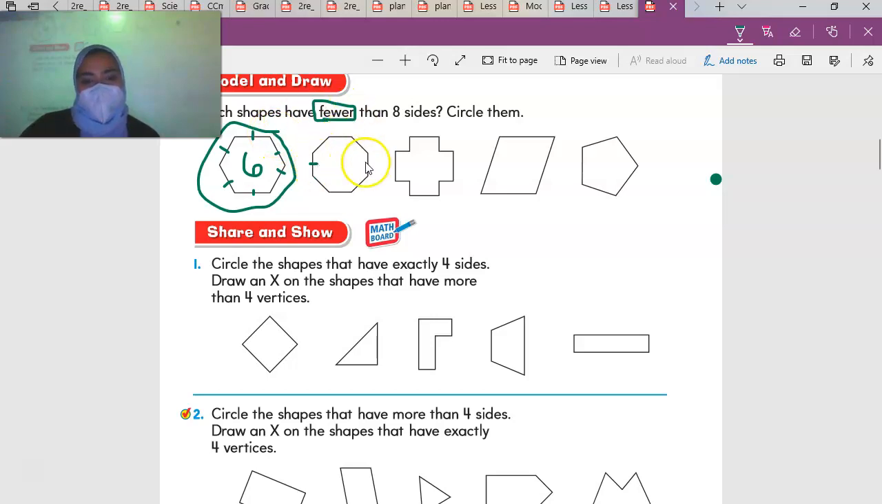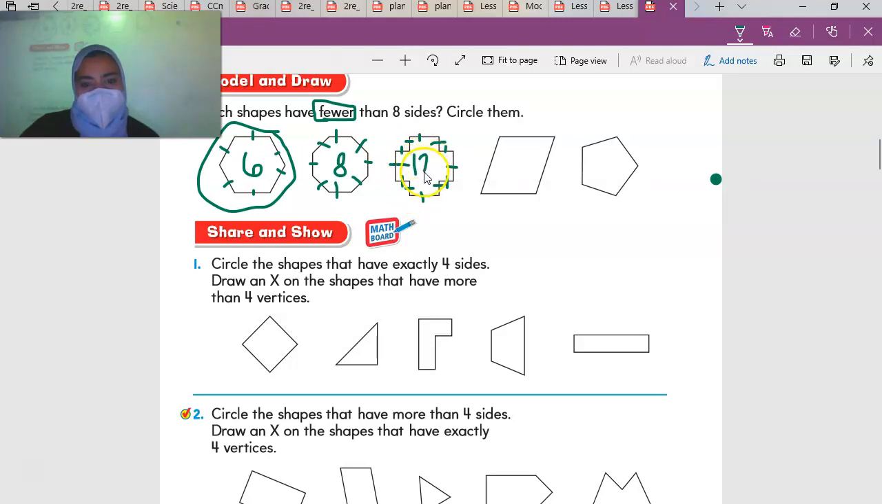How about this one? This is called a what? Octagon. It has how many sides? 8 sides. Is 8 fewer than 8? No, that's the same as 8. It's equal to 8, so we don't do anything there. Let's look at this one. 1, 2, this is the side, guys. 1, 2, 3, 4, 5, 6, 7, 8, 9, 10, 11, 12.